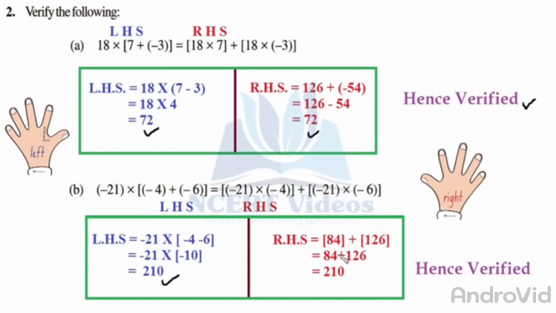Minus minus is plus. Now it is just a matter of addition. You add it. It turns out to be 210. 6 plus 4 is 10. 1 carry, 8 plus 2 is 10, plus 1 is 11, and 1 plus 1 is 2. Therefore, it gives you 210. So both sides, left hand side and right hand side, are equal, hence verified. That was your question number 2.